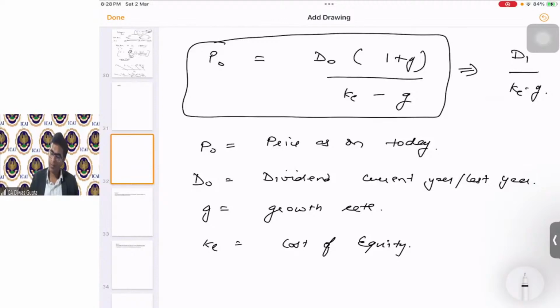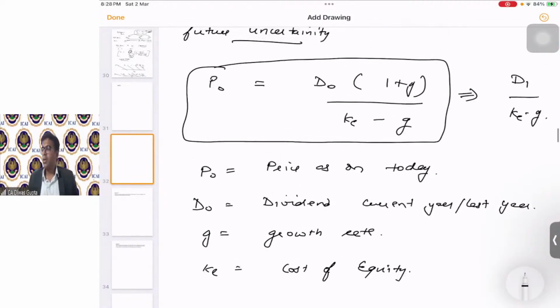Okay, students. So just to sum up today's discussion, students, we have studied what is the relevance of the dividend decisions in the entire financial management. We said that there are different decisions: financial decision, investment decision, and dividend decision. Why is dividend decision important? Because the long-term financing is dependent on the dividend decisions.